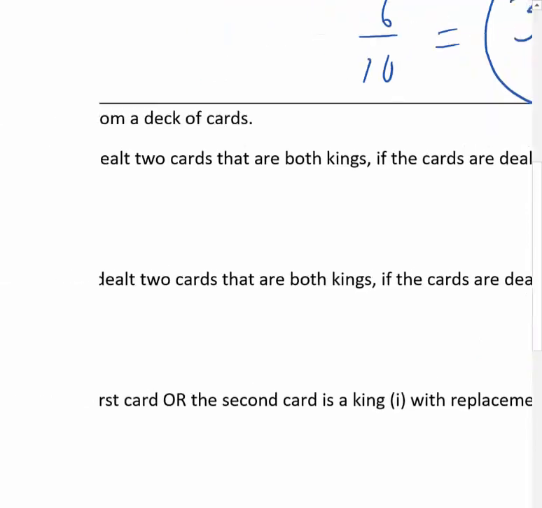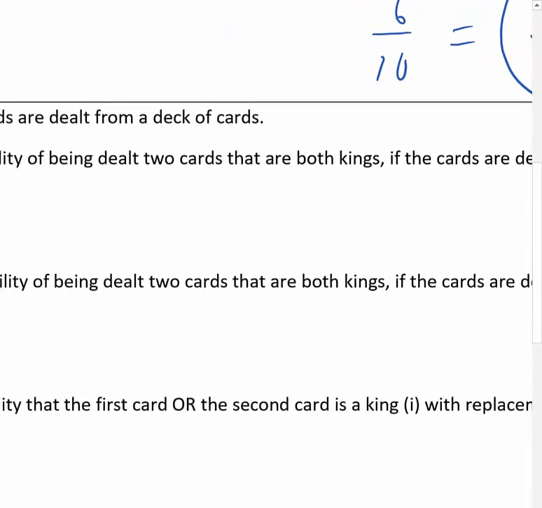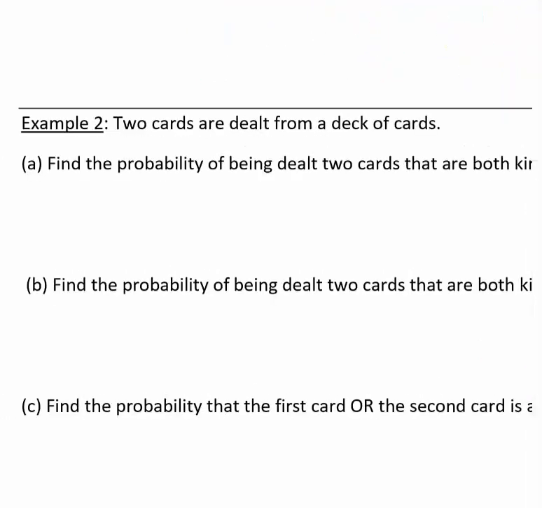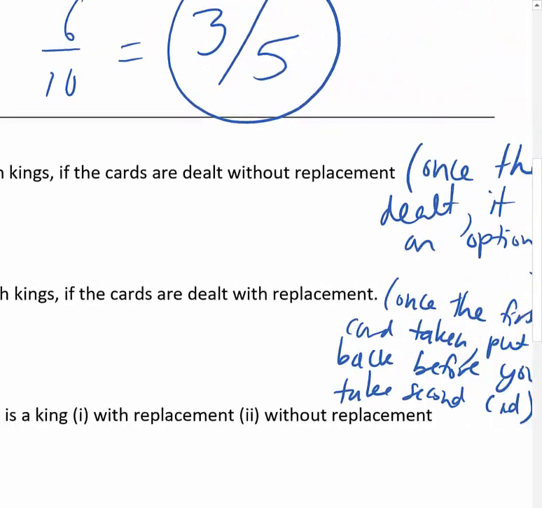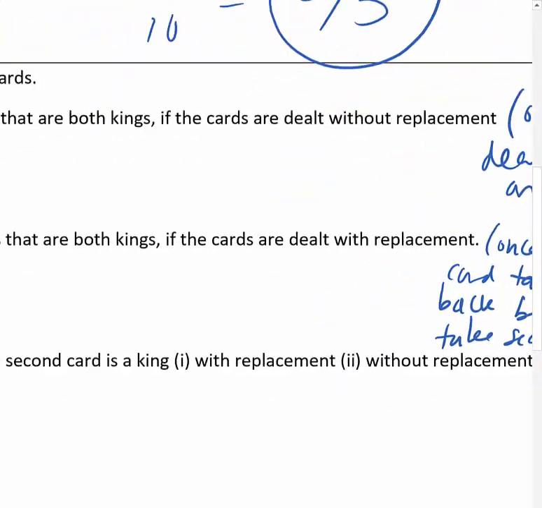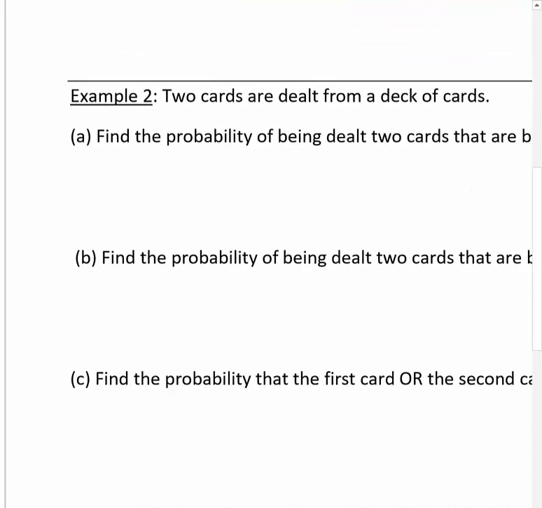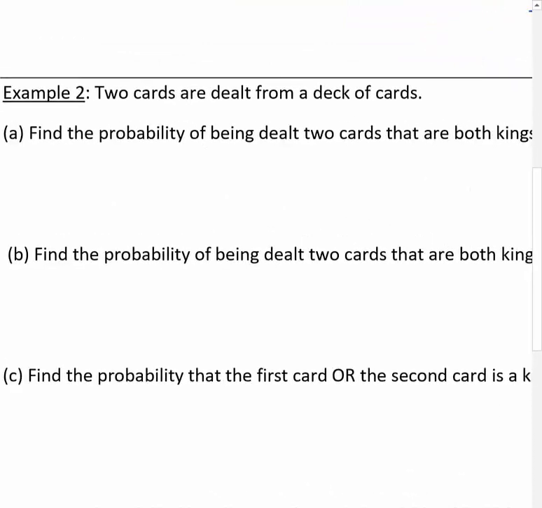Okay, so let's see. Okay, so next example, 2 cards are dealt from a deck of cards. So this is what we were talking about, without replacement versus with replacement. So let's see. The probability of being dealt 2 cards that are both kings. Okay, so I guess that's like you're saying the probability that the first card... you know what? I'm going to start writing out the events.